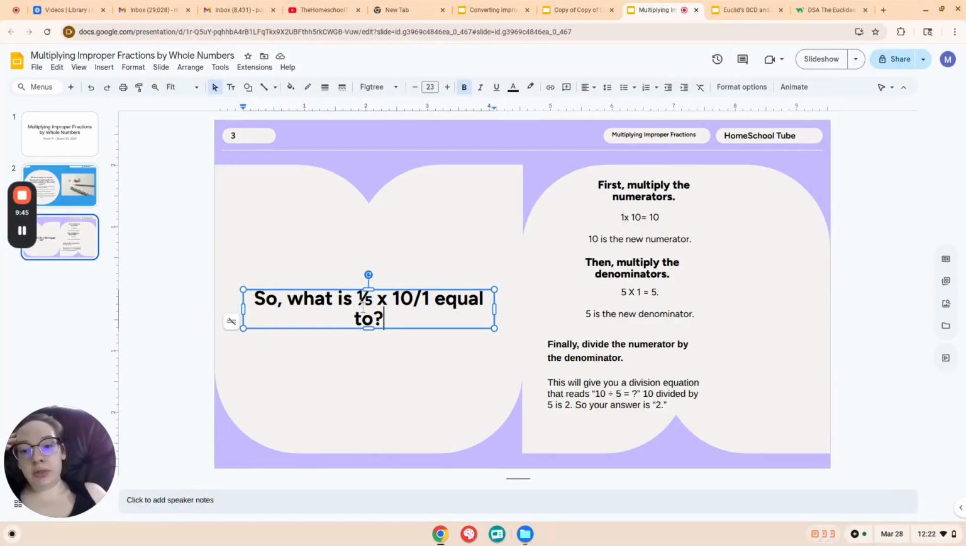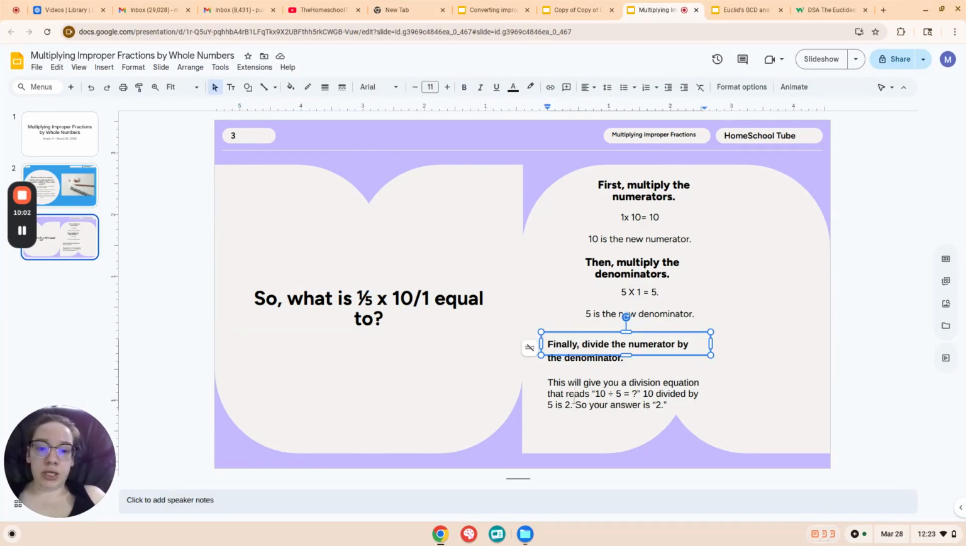Then multiply the denominators. As you can see, 5 is on the bottom here and 1 is on the bottom here. So multiply the denominators. 5 times 1 equals 5. 5 is the new denominator. Finally, divide the numerator by the denominator. This will give you a division equation that reads 10 divided by 5 equals what? 10 divided by 5 is 2. So your answer is 2. So that was a quick example of multiplying improper fractions by whole numbers. Hope this helps in your worksheets and your homework.